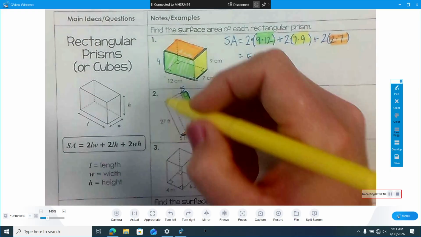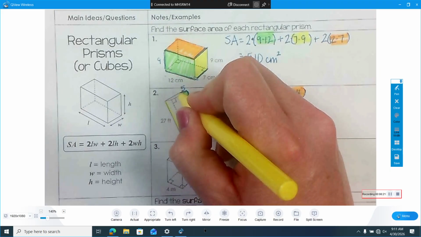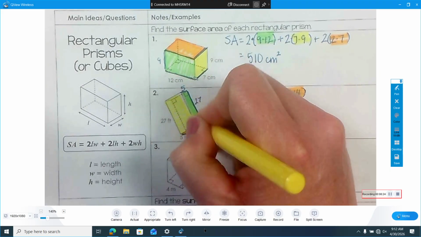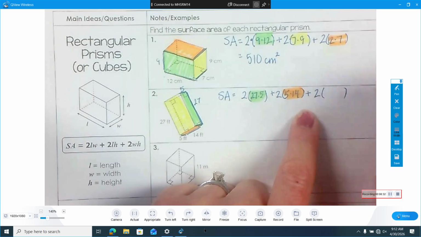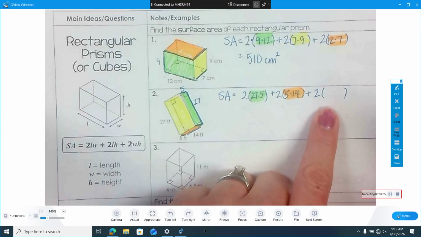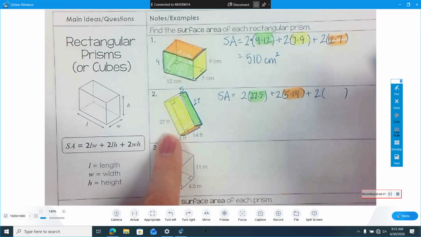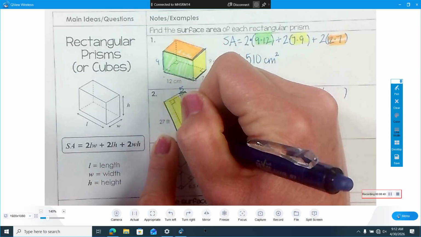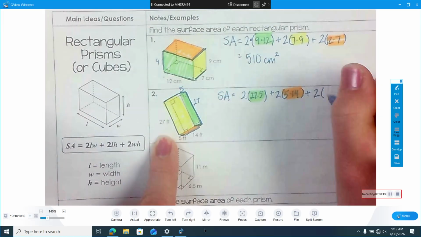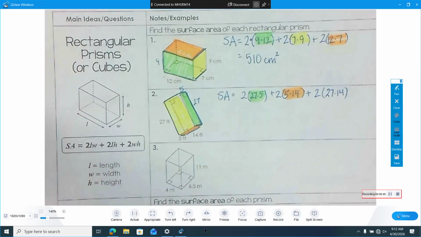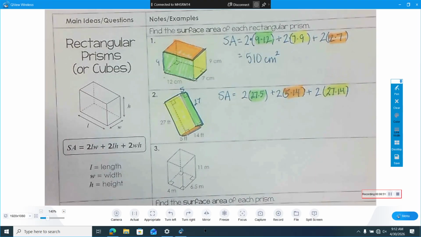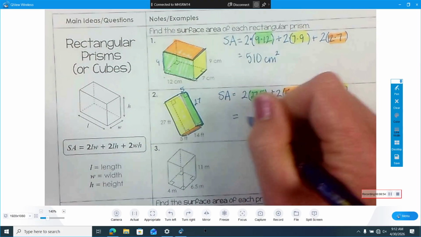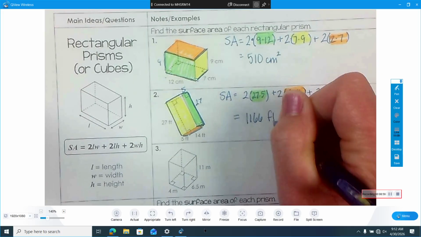And then my yellow one is the biggest here. How many yellow rectangles are there? 2, one on top and one on bottom. Alright, so again, there's 2 yellow ones. And what are the edges on my yellow? 27 and 14, yeah, the long 27 and then the middle length of 14, so 27 times 14. And those are my yellow edges. Good. So that surface area is 1166 feet squared.